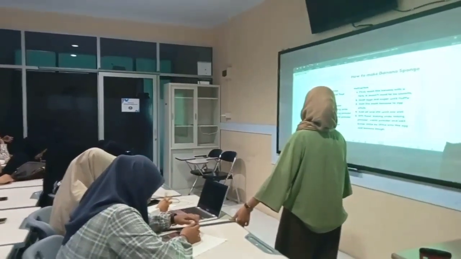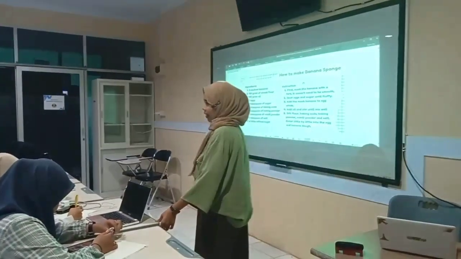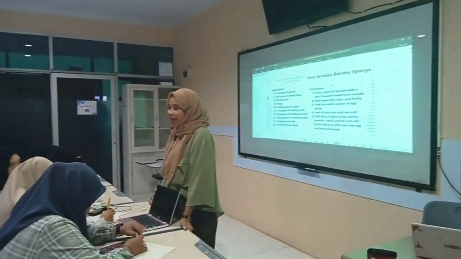Okay, so the first question is, what is the social function of this procedure text? Any groups? Yes, Hafira, please. I'll mention your name before you answer the question. Okay, my name is Hafira and the answer is explain how to make banana sponge. Yes, very good. Thank you, Hafira. So, the social function of this text is to tell the reader how to make banana sponge. Let's move on to the next question.